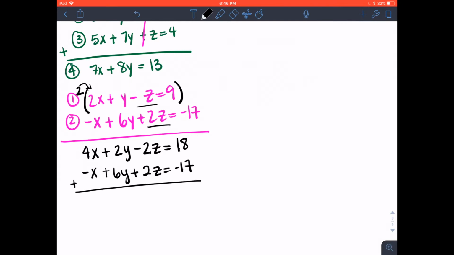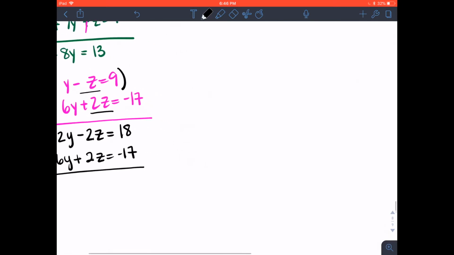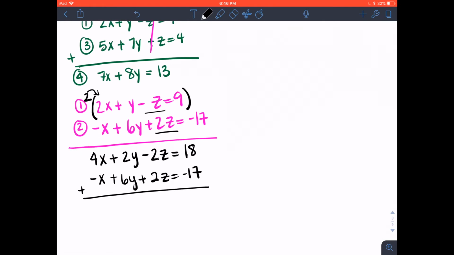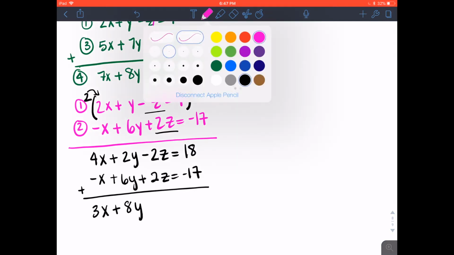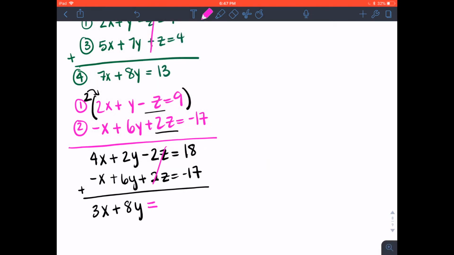Add these two equations up, so we get 4x plus negative x, just 5x. Oh, excuse me, not 5x. Let's fix that right there. That should be a 3x. And then we have 2y plus 6y, which is 8y. My z's cancel out. And then we have 18 plus negative 17, which is 1. And this is what I can call equation 5.